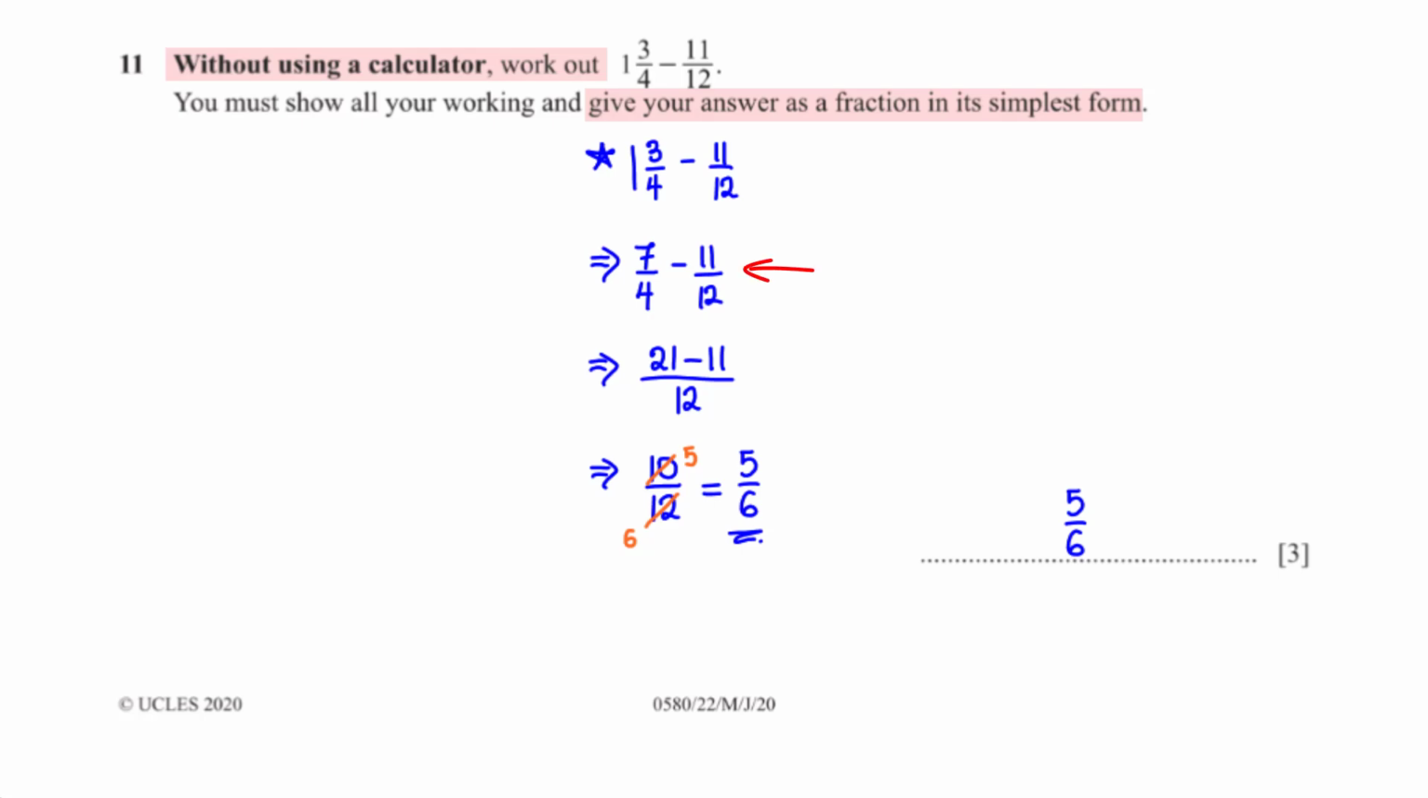For these two fractions, the LCM is 12. 4 goes into 12 3 times. 3 multiplied by 7 is 21. 12 goes into 12 1 time. 1 multiplied by 11 is 11. 21 minus 11 is 10. So we have 10/12. 2 goes into 10 5 times and 2 goes into 12 6 times. And so our final answer here is 5/6.